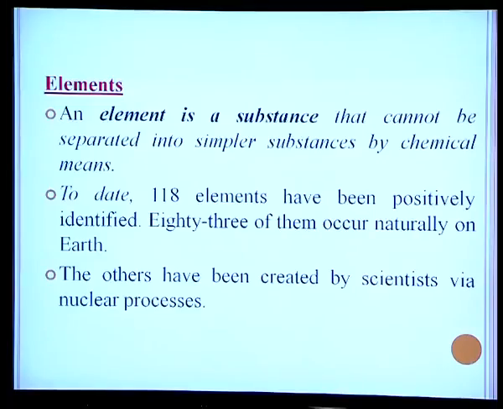Atoms do not have independent existence, but when 2 or more atoms combine together, they form a molecule which has independent existence. Elements we can define. An element is a substance that cannot be separated into simpler substances by chemical means. To date, 118 elements have been positively identified. 83 of them occur naturally on the earth. The others have been created by scientists via nuclear processes.